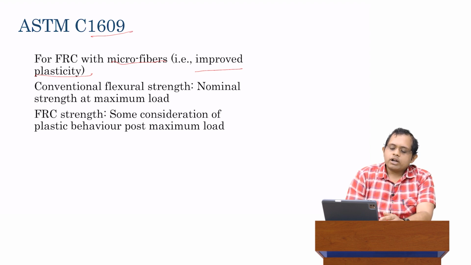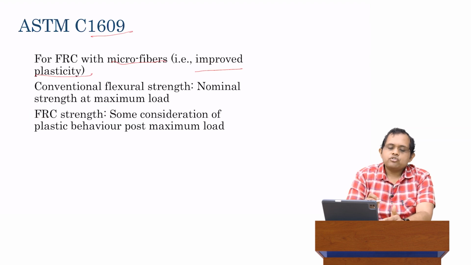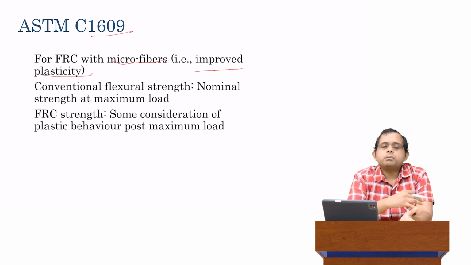And again, what happens when you add micro FRC, when you add microfibers to concrete, is you get this long tail, you get this plastic behavior. So it's the improved plasticity, and the purpose of this code ASTM C1609 is to actually characterize this improved plastic behavior.